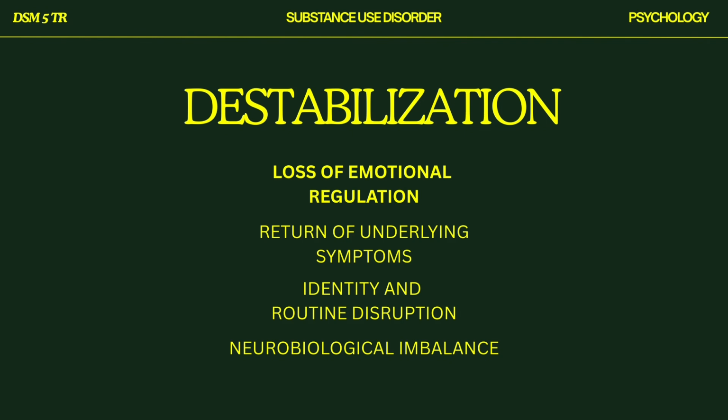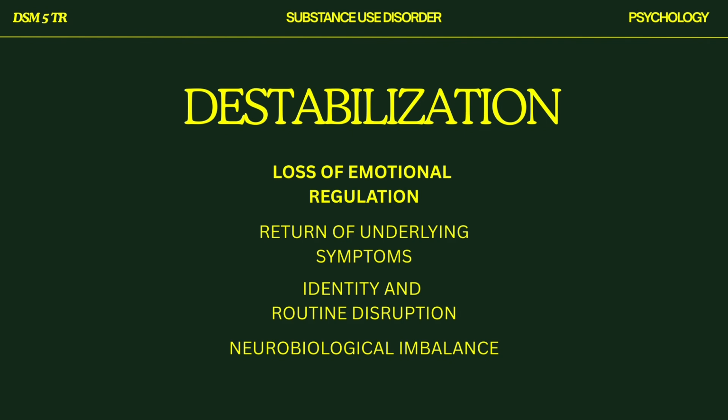Number one is loss of emotional regulation. Emotions may feel intense and unmanageable, chaotic or overwhelming, and rapidly shifting. Next is return of underlying symptoms. The original issues the substance was masking often resurface. The person may have trauma flashbacks, anxiety or panic, depression or emptiness, insomnia, and poor concentration. Identity and routine disruption includes a sense of emptiness, loss of purpose, and disorientation.